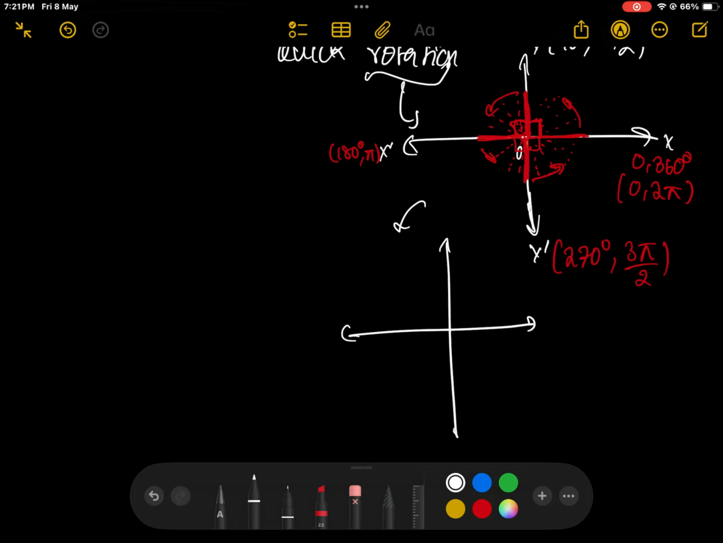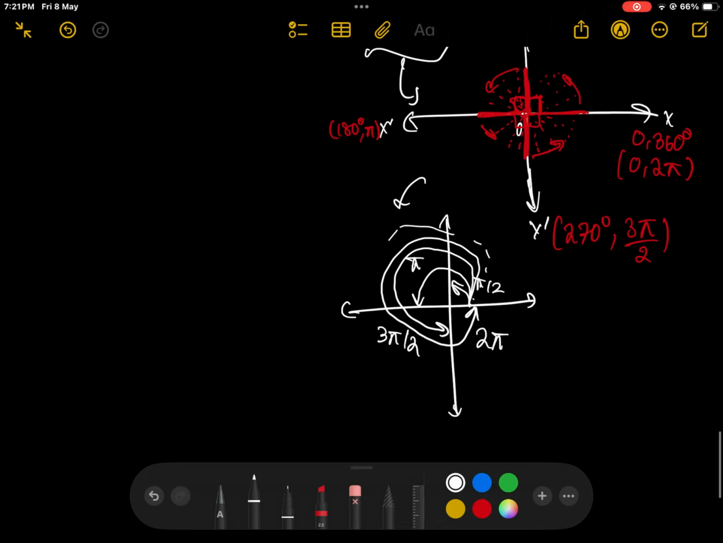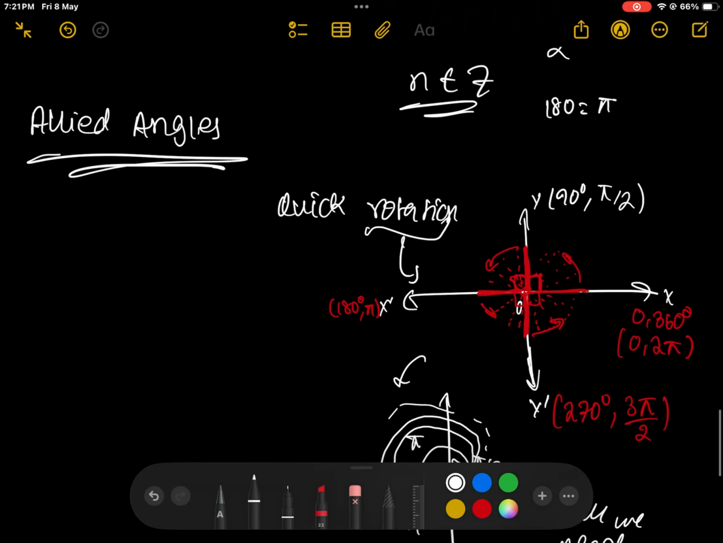Let's make it a bit simpler. First one is pi by 2, then we go forward, that's pi, then we go again, that's 3 pi by 2, then we go again, that's 2 pi. You can keep going on and on, but this is the simplest form, you don't need more than that.